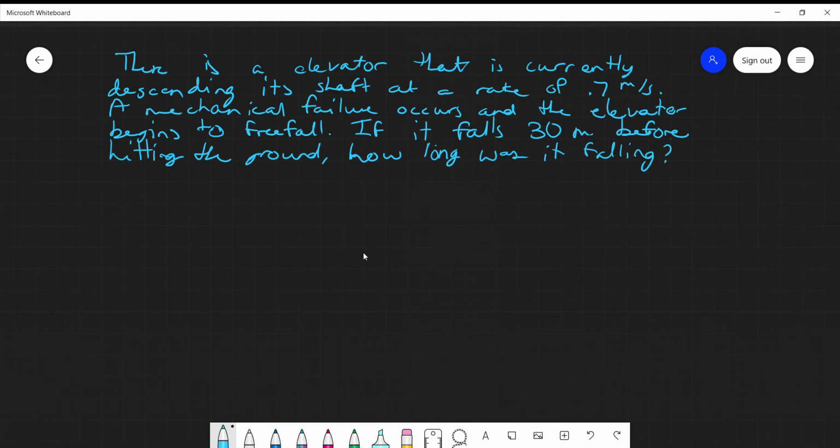In this example, if you can read my handwriting, we have an elevator that is currently descending its shaft at a rate of 0.7 meters per second. A mechanical failure occurs and the elevator begins to free fall. If it falls 30 meters before hitting the ground, how long was it falling? And by long, I mean time-wise.